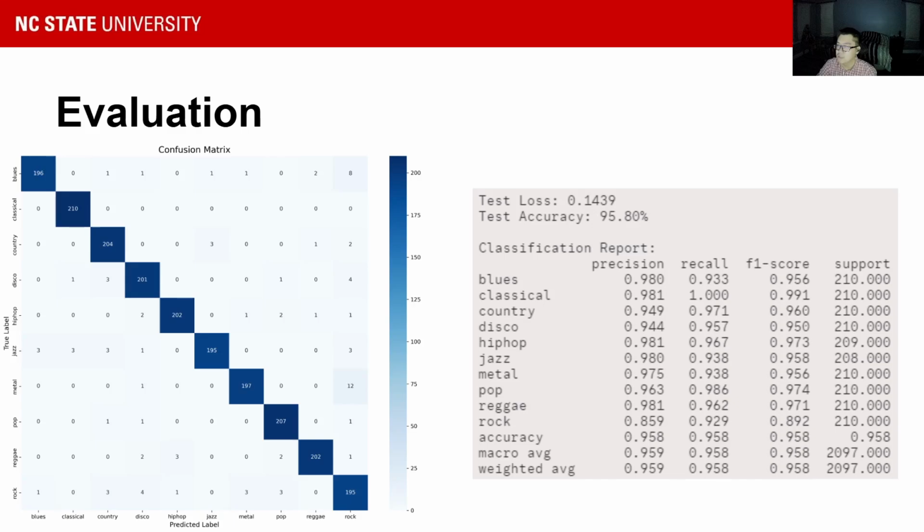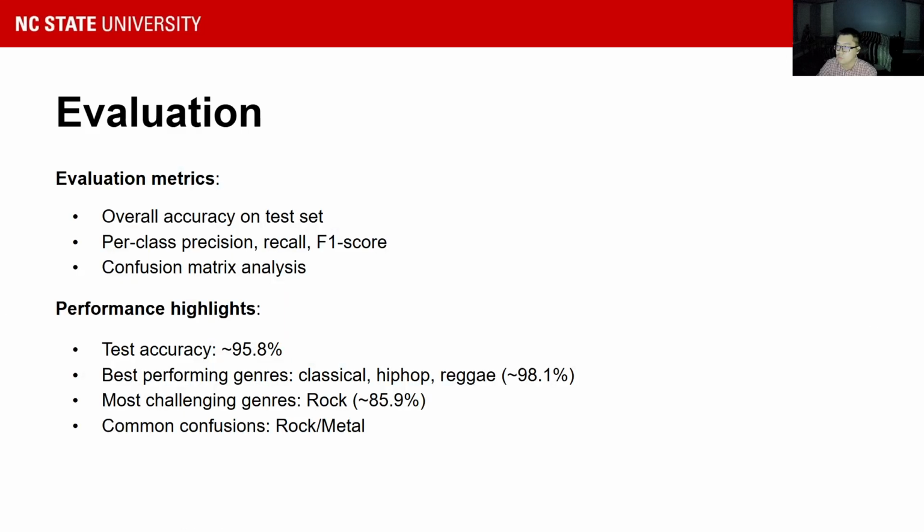Here is the confusion matrix that demonstrates the model performing well across the board, and the statistics to the right show the specific performance on each genre. As per usual, we evaluate using overall test accuracy and per class performance. Among these genres, the model performs best on classical, hip-hop and reggae, but falls short on rock music. It often confuses rock music with metal for some reason. But overall, we are still very happy with the 95.8% test accuracy.